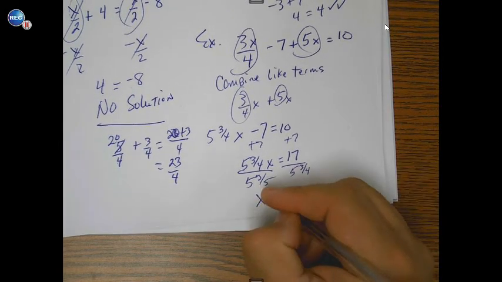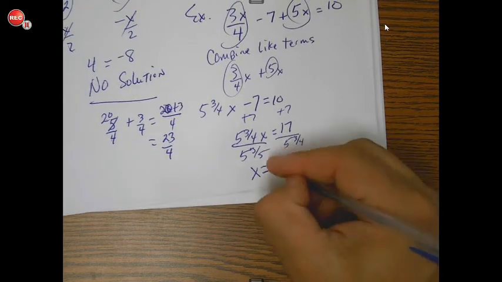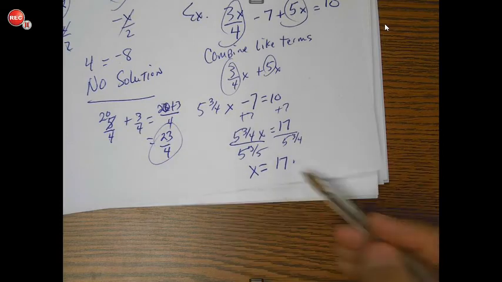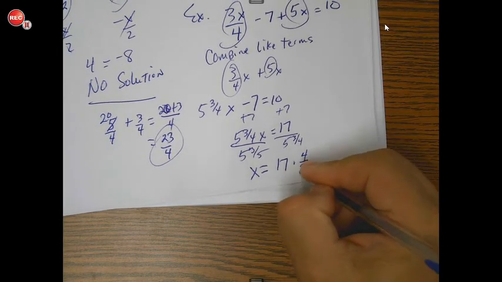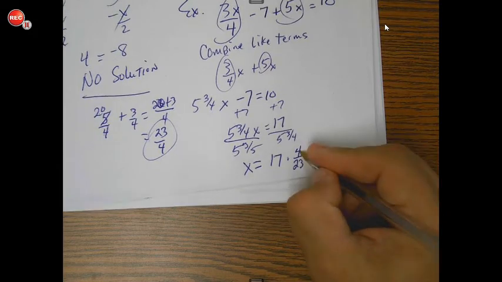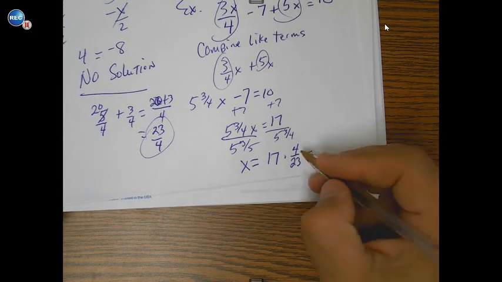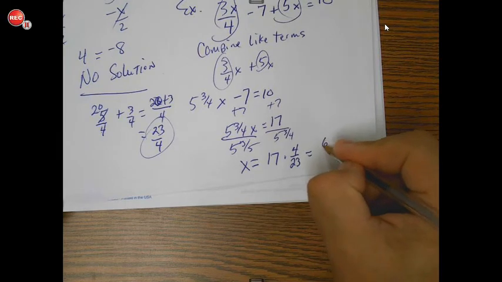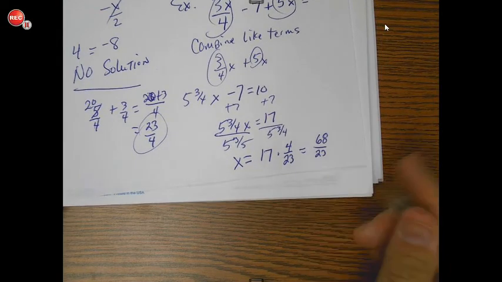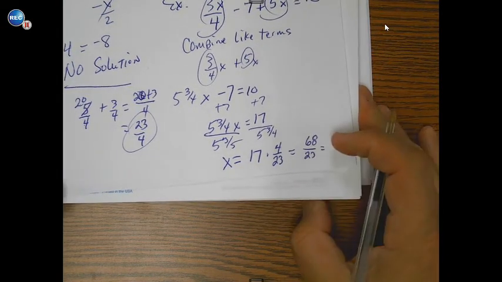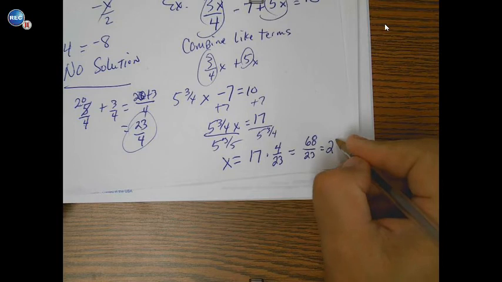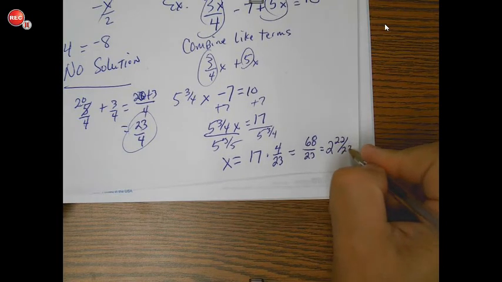Let's fix it. So I have x is equal to, that means I multiply by the reciprocal. 5 3/4 we already know is 23/4. So I multiply by the reciprocal of 4 over 23, whenever I divide by a fraction. 17 times 4 is 68 over 23. You could leave it like that, although that's not simplified. 3 wouldn't work. It's 2 and 22/23.